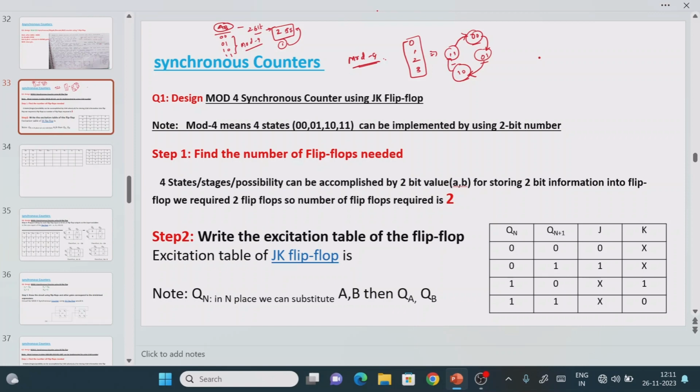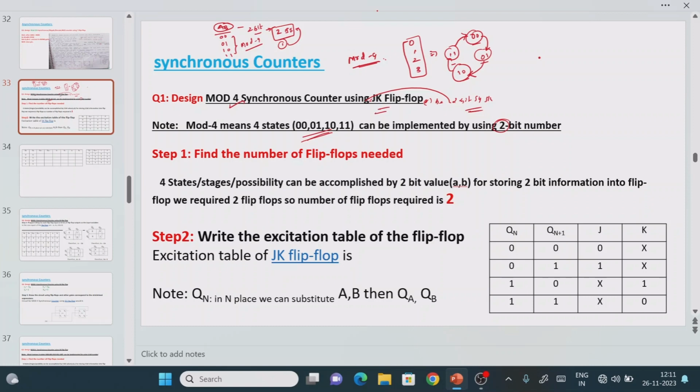Another way of asking this type of question is: design mod 4 synchronous counter, or they may ask to design a 2-bit synchronous counter using JK flip flop. Both meanings will be the same. The first step is that we need to identify how many flip flops are required. If you want to perform the 4 states, the number of flip flops required will be 2. So here we need to use 2 JK flip flops.